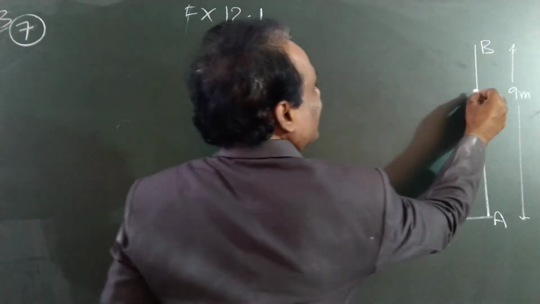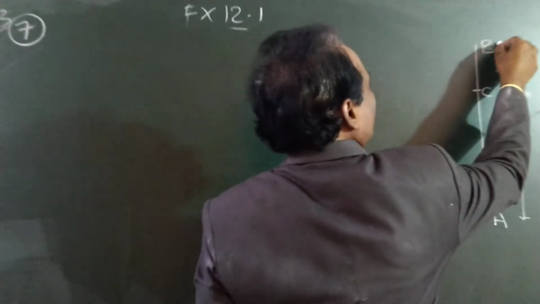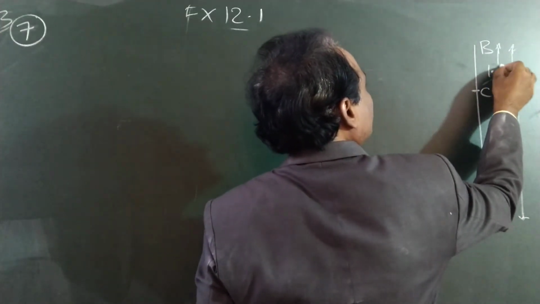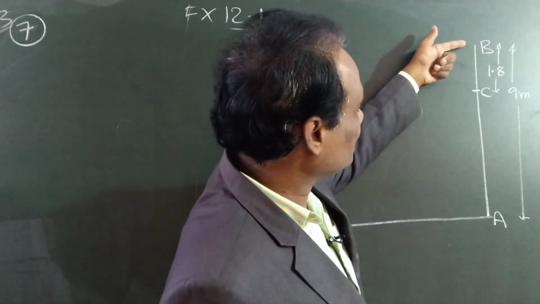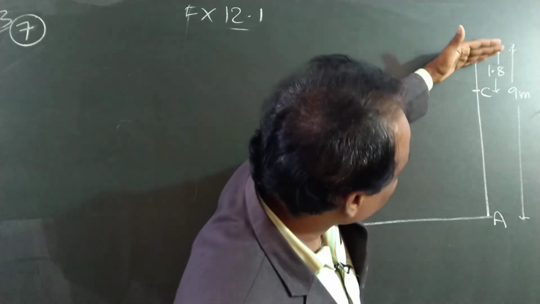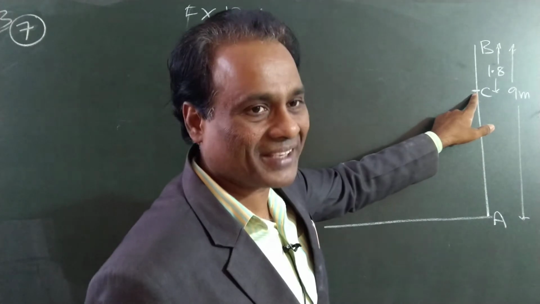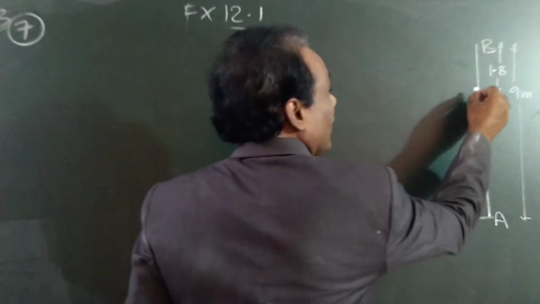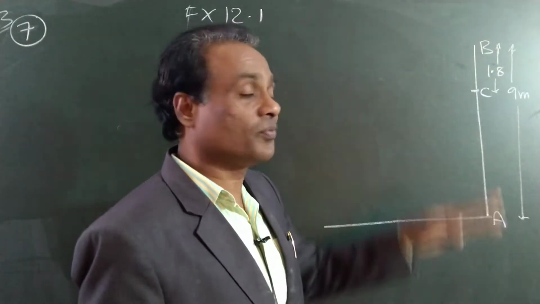That means this point, 1.8 meters below. Not the 9 meters top. He is not going to reach the top. 1.8 meters below, he has to reach this point. How is he reaching this point? How is the electrician reaching this point?